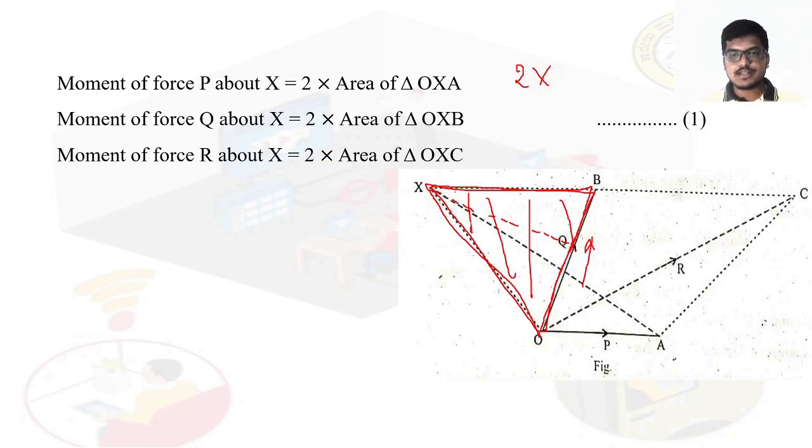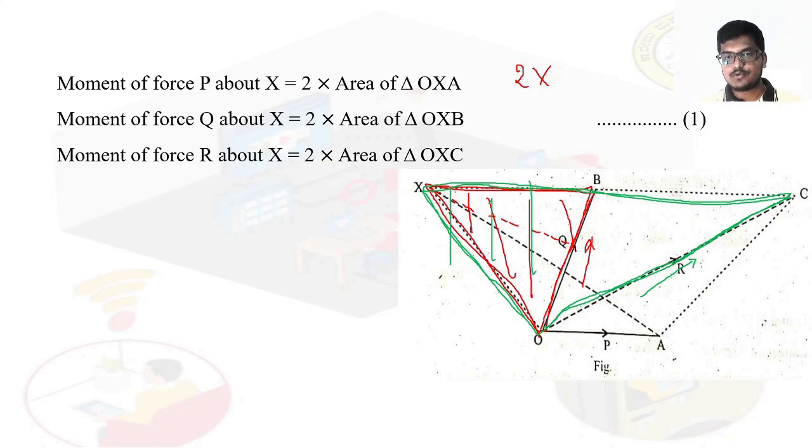Next, moment of R about x axis. So this is the force R. Okay, so we are considering this triangle now. Area of the triangle, 2 into area of the triangle OXC. This is the green one. OXC. This triangle area, 2 into area of this triangle. If we do, we will get the moment of R about x, that is 2 into area of triangle OXC.